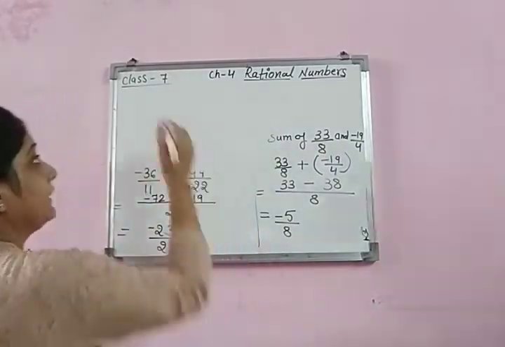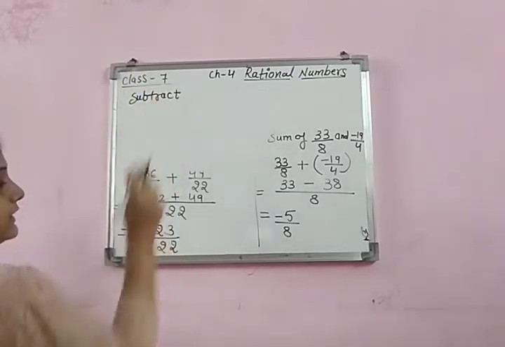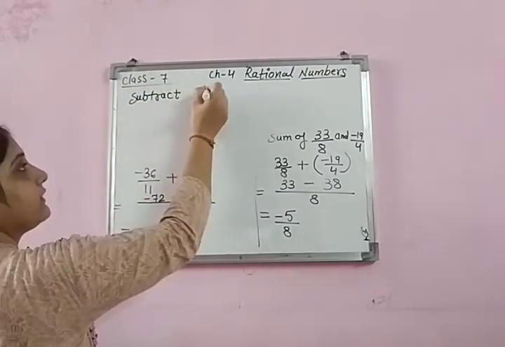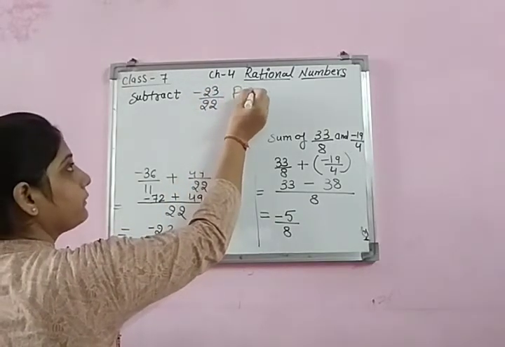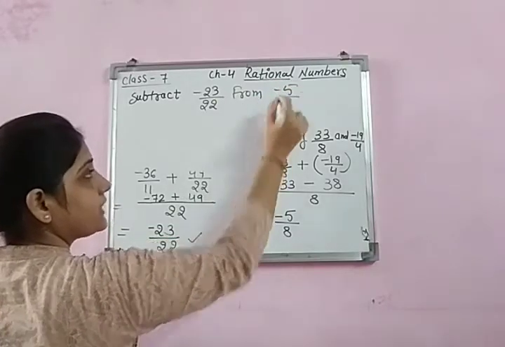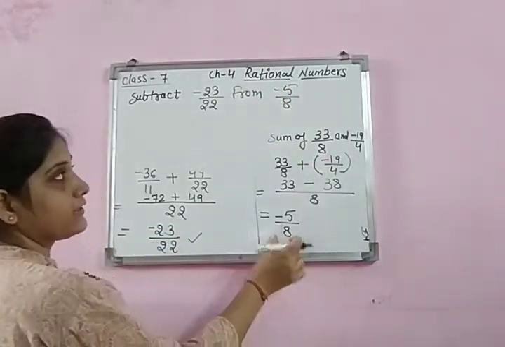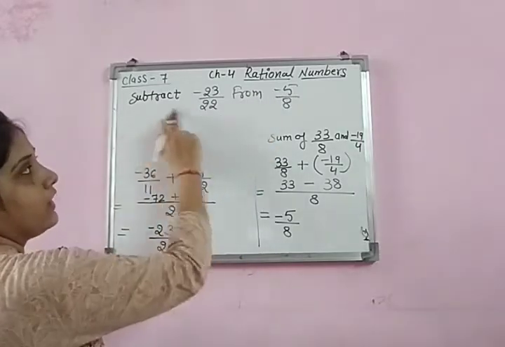Okay. So subtract this answer. Subtract negative 23 by 22 from this, because the last answer was this one. The sum of this is this one. So that language I have replaced with their answer. So now the thing is clear.